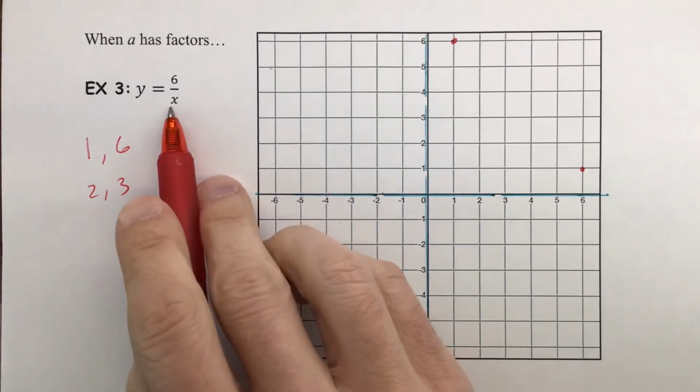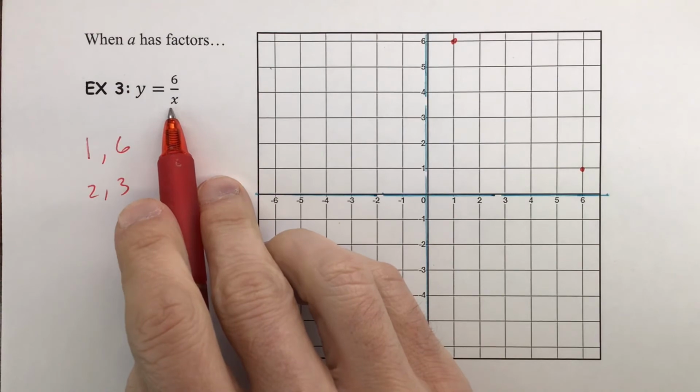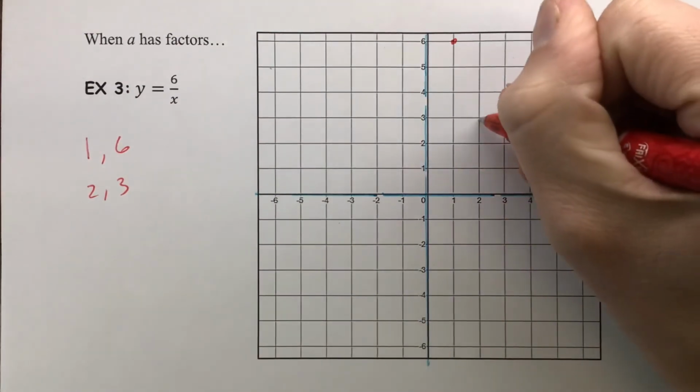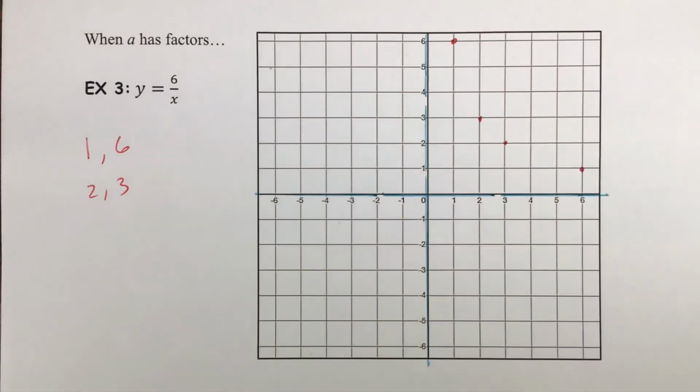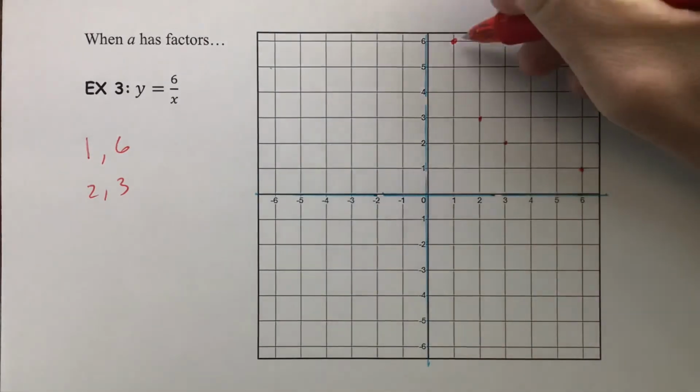The same thing is going to be true for 2 and 3. If I plug 2 in, I get 3. If I plug 3 in, I get back 2. So I get the coordinates 2, 3, and 3, 2. And real quickly, I have enough points that I can start to sketch the graph.